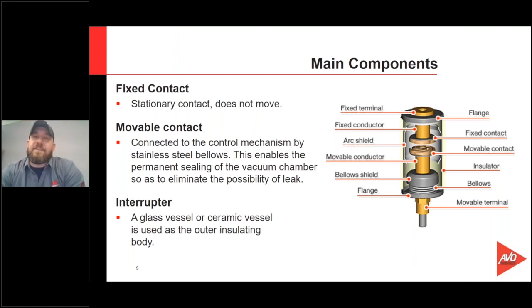So our fixed contact, these are our main pieces. Our fixed contact is going to be the stationary contact. This is what's going to be connected directly to the unit itself. All right, it's not going to do much. Still going to have a set of contacts on the other side of it.